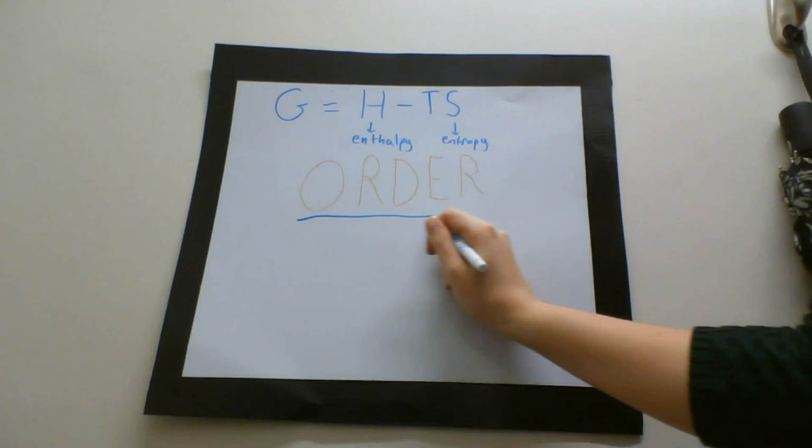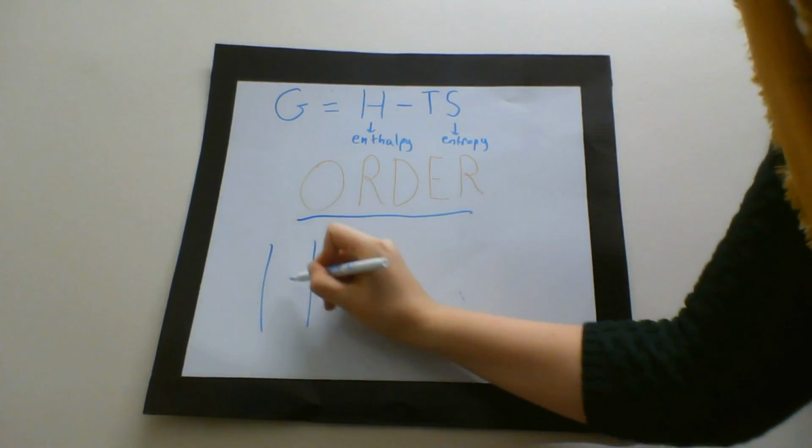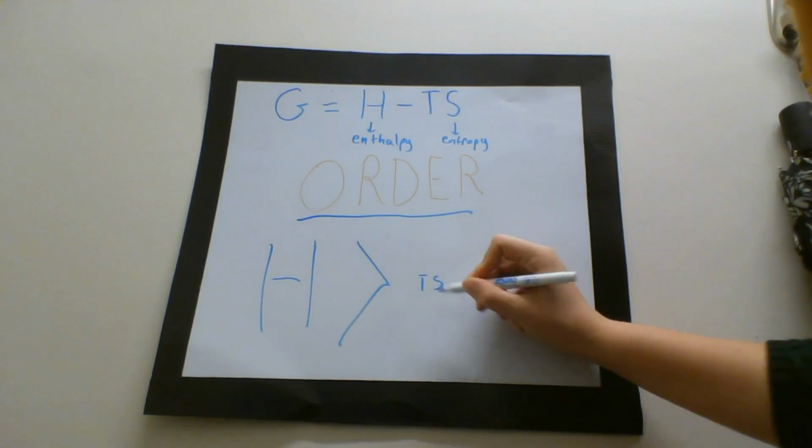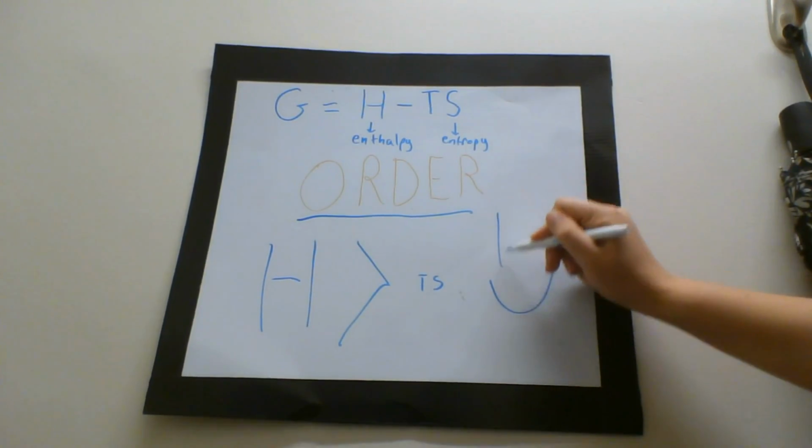So, for the system to become more ordered through a spontaneous reaction, the reaction has to have a more negative enthalpy than the product of the temperature and the entropy.